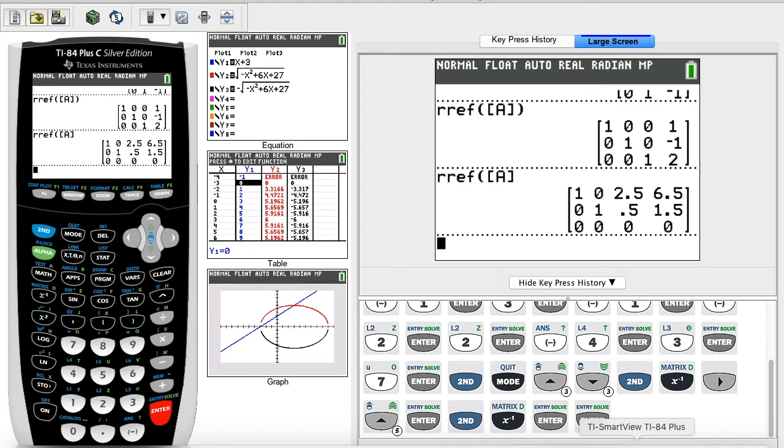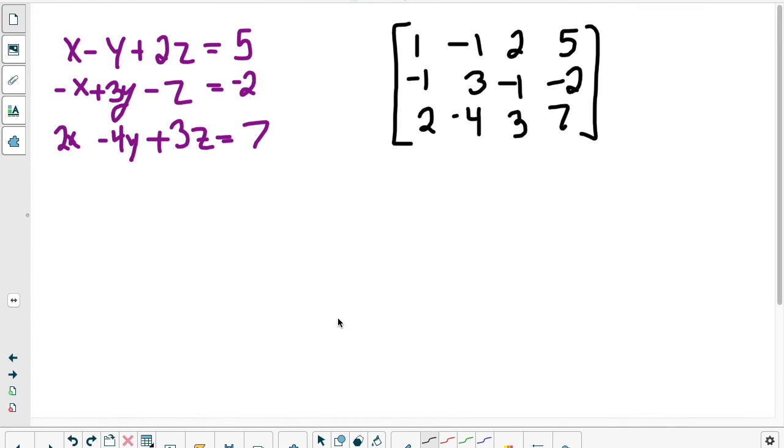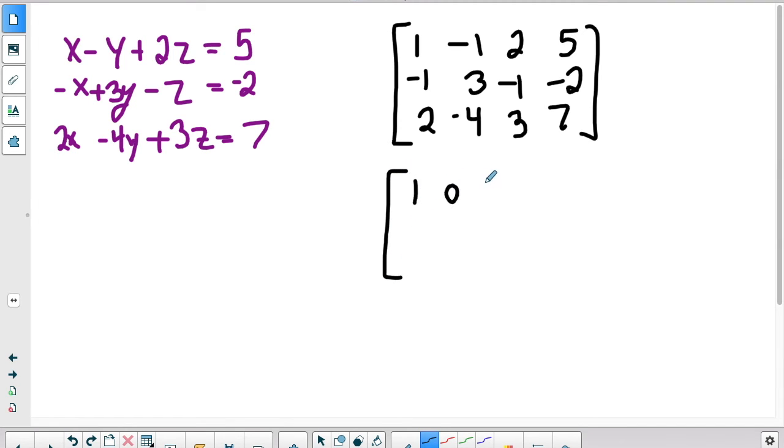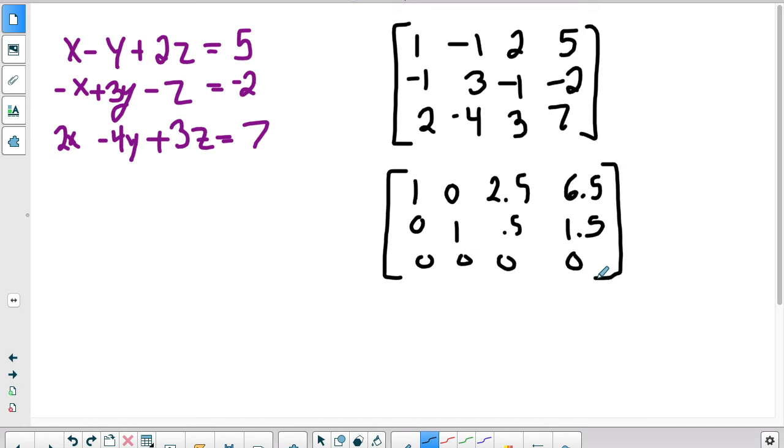Now we're going to go back to here and I'm going to put that down. So our matrix that we got was 1, 0, 2.5, 6.5, 0, 1, 1.5, 1.5, and then we got all zeros. Now what that tells me here is because of the row of all zeros, I'm going to set z equal to a. We're just going to pick a value. Throughout this book, they're going to use a as just a variable, a number that we plug in.